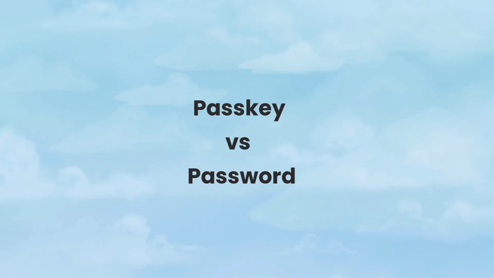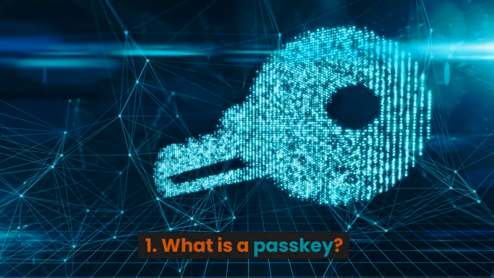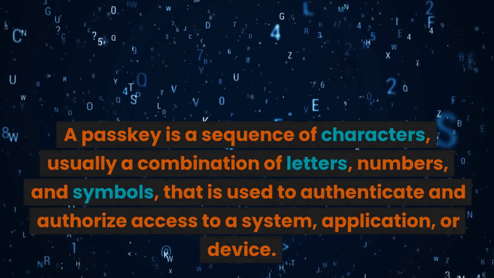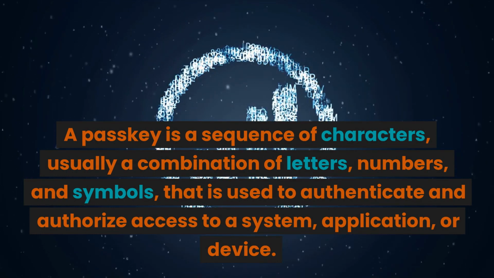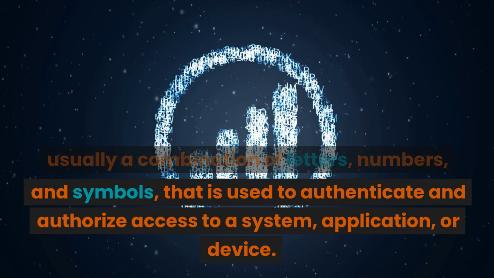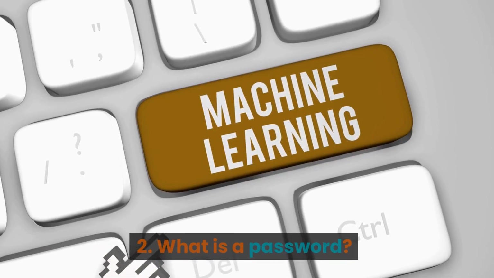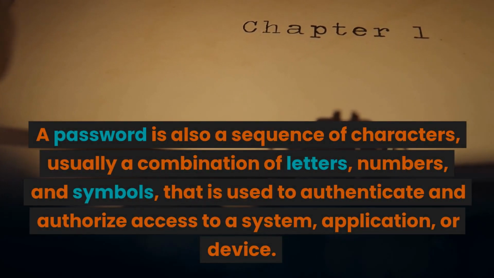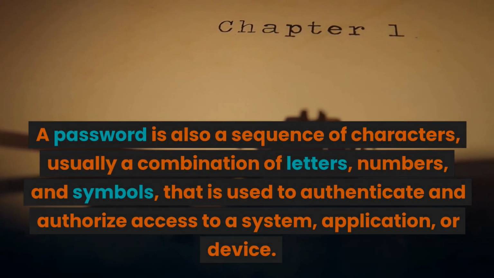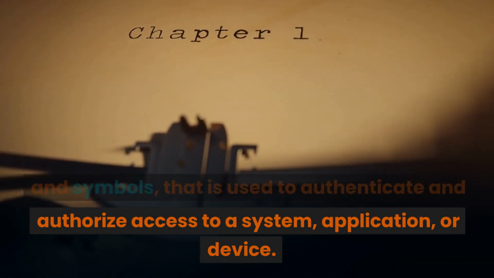Passkey versus password. Difference between passkey and password. 1. What is a passkey? A passkey is a sequence of characters, usually a combination of letters, numbers, and symbols, that is used to authenticate and authorize access to a system, application, or device. 2. What is a password? A password is also a sequence of characters, usually a combination of letters, numbers, and symbols, that is used to authenticate and authorize access to a system, application, or device.